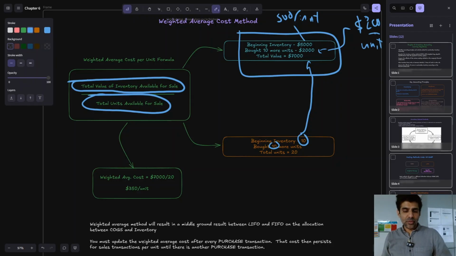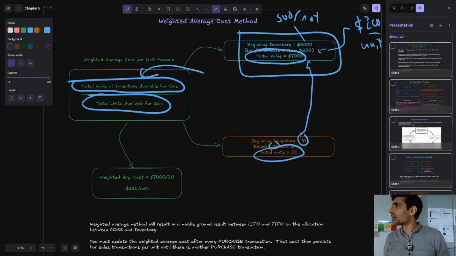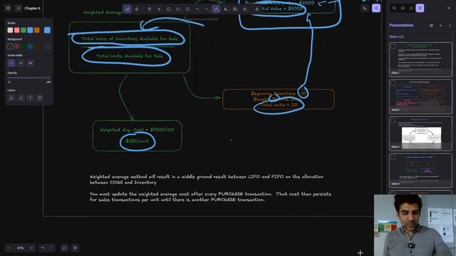But again, if we had 100 units, it's going to weigh depending on the number of units. So hopefully you see that, and you're going to get practice with this. But in general, I think the easiest way to do the calculation is you just figure out the total value of the inventory. So in this case, it was 7,000 divided by the total number of units. Okay, and that will give you the weighted average. And it's actually going to result in a middle ground between LIFO and FIFO.